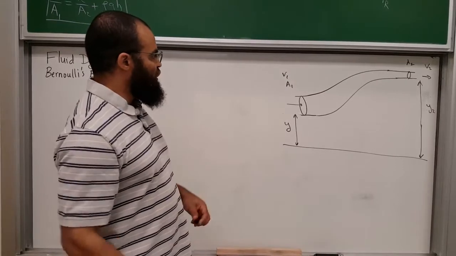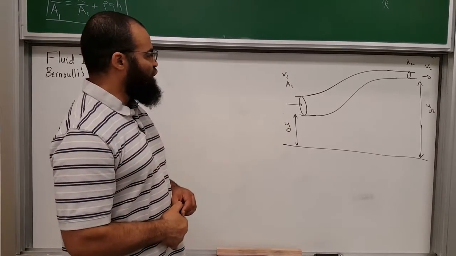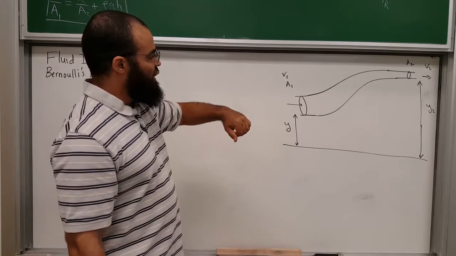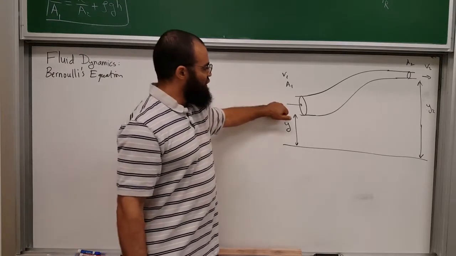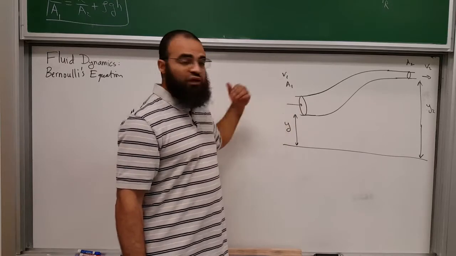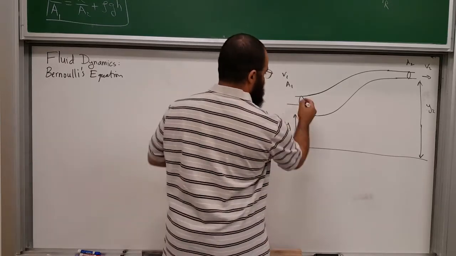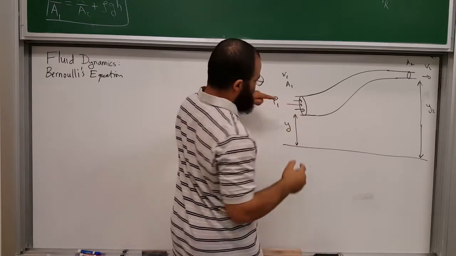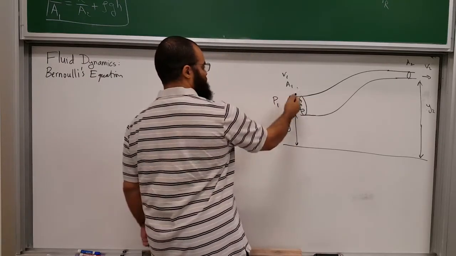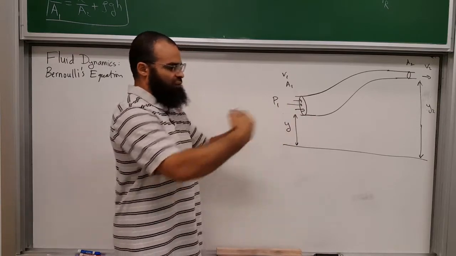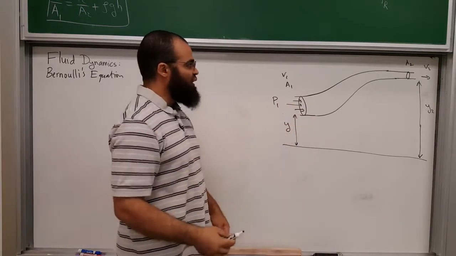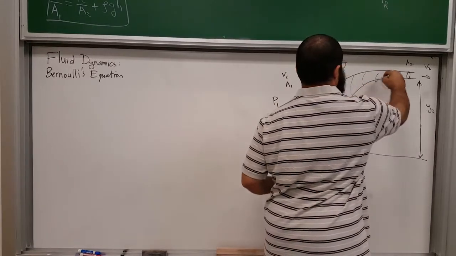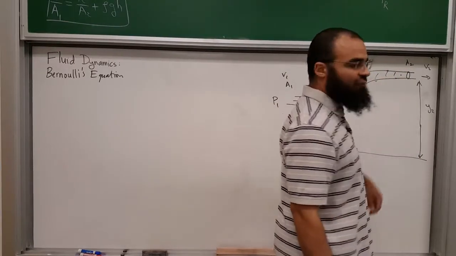So who is doing work on this fluid? Well, there are forces on it. There is the force of gravity doing work. And then who is pushing the fluid? The fluid behind it. So there is pressure here on this fluid, pressure 1, and it's this way. Remember, fluid behind it pushes it this way. And I'm taking this piece of fluid, by the way, and I want to study it.